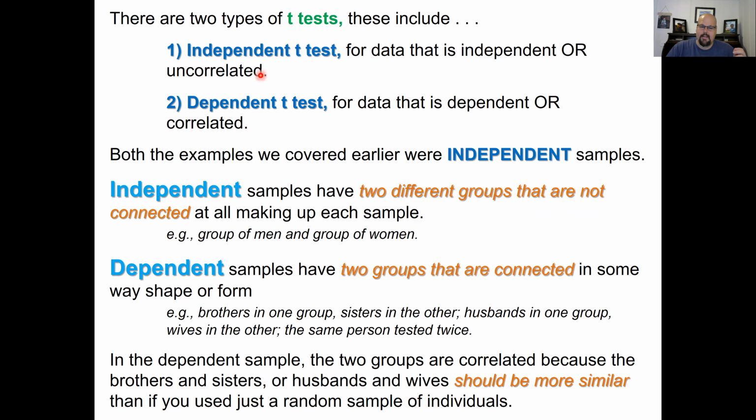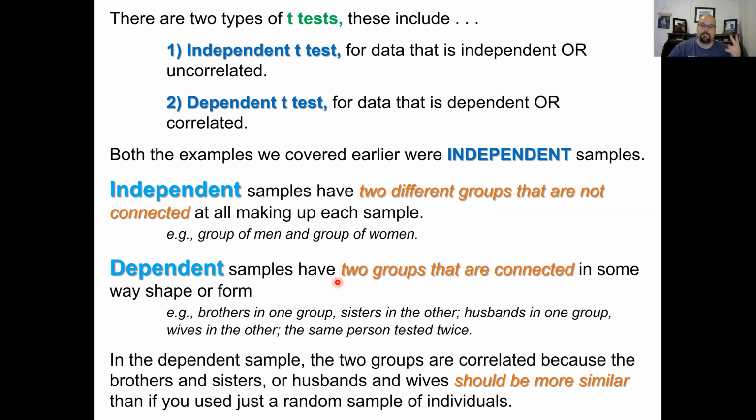There are two types of t-tests: independent t-tests and dependent t-tests. Both the examples we covered earlier were independent examples. In an independent sample, you have two different groups that are not connected at all, making up each sample, right? So two groups not related to each other, so they're not affecting each other's results.